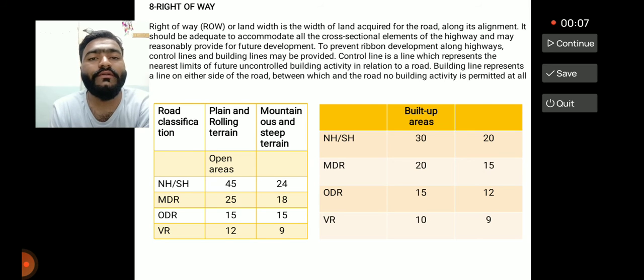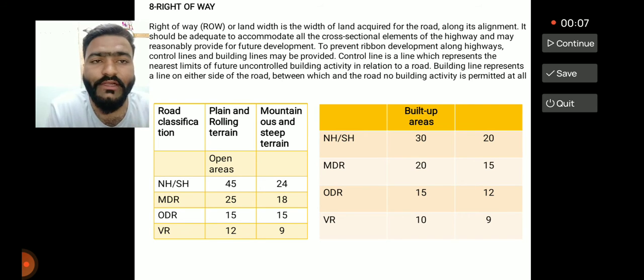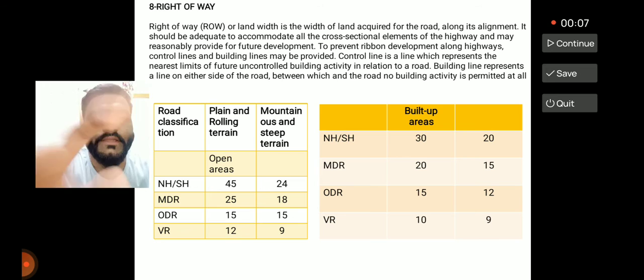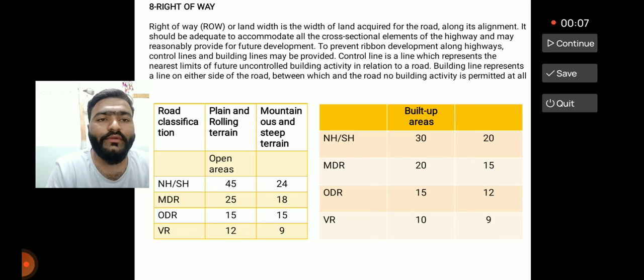Then next comes the right of way. Right of way or land width is the width of land acquired for the road along its alignment. It should be adequate to accommodate all the cross section elements of the highway and may reasonably provide for future development. To prevent ribbon development along highways, control lines and building lines may be provided. A control line represents the nearest limits of future uncontrolled building activity in relation to a road. A building line represents a line on either side of the road between which no building activity is permitted at all. Here we can see two tables.